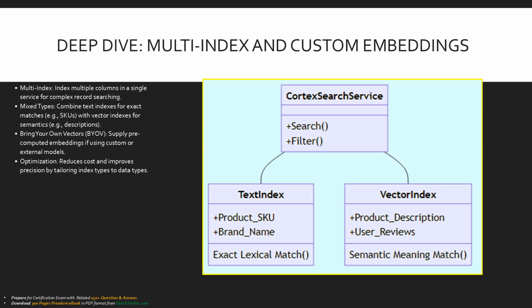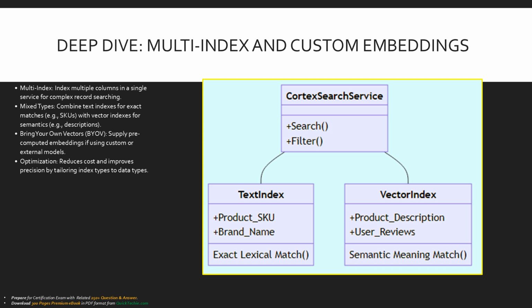Furthermore, if your data science team has already spent time and resources computing highly specialized, custom vector embeddings using external models, you can bring your own vectors, BYOV. By simply passing an array of numbers cast to the vector data type, Cortex Search will ingest them directly, saving you the cost of re-embedding while still leveraging Snowflake's ultra-fast retrieval engine.